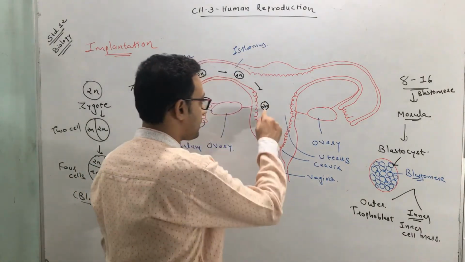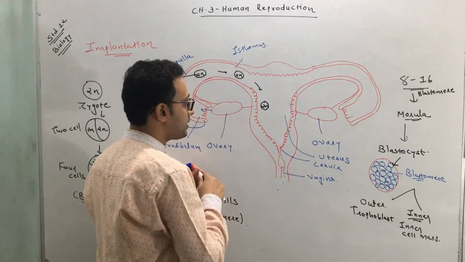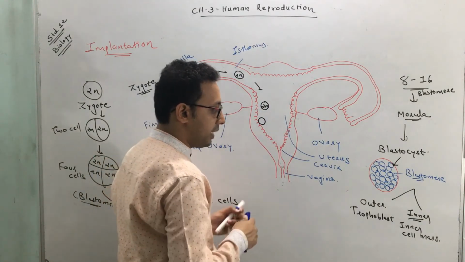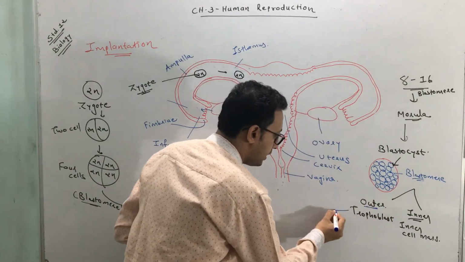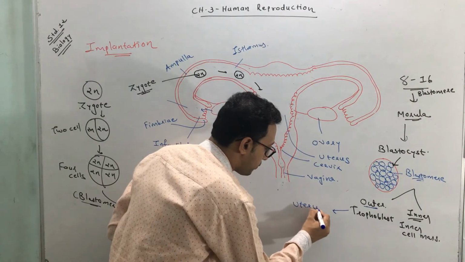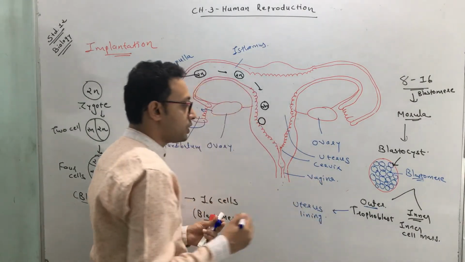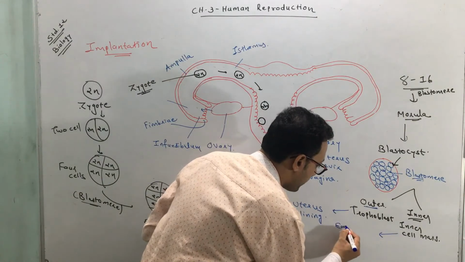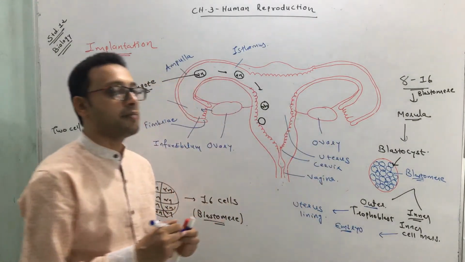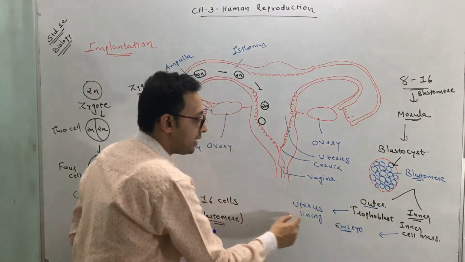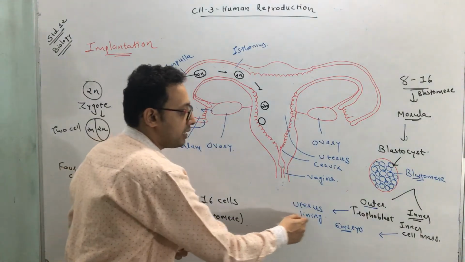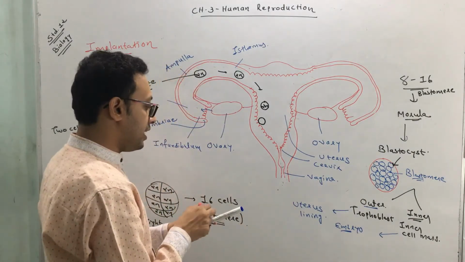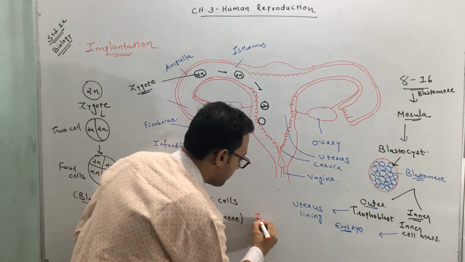The cells of this trophoblast, the outer layer, attach to the wall of the uterus, to the uterine lining. And from the inner cell mass, the embryo will develop. So the trophoblast attaches with the lining of the uterus, and this attachment of the blastocyst to the lining of the uterus, which we have already learned, is called implantation.